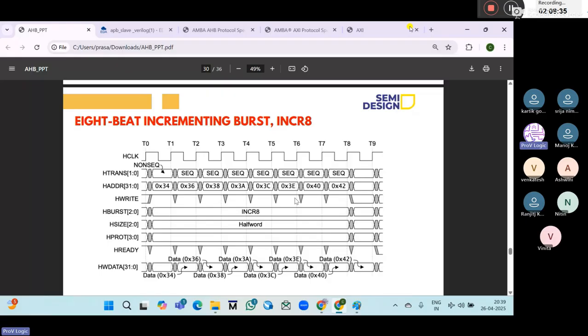Normally for 32-bit, the addresses will go 00, 04, 08, 0C and so on, based on wrap or increment. But there we don't take all those things.